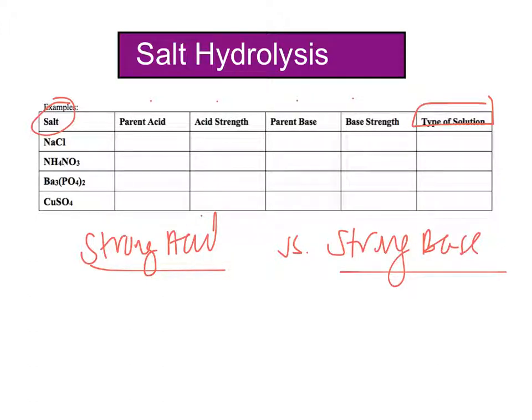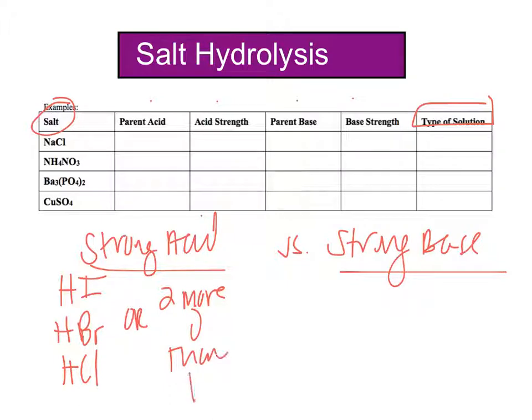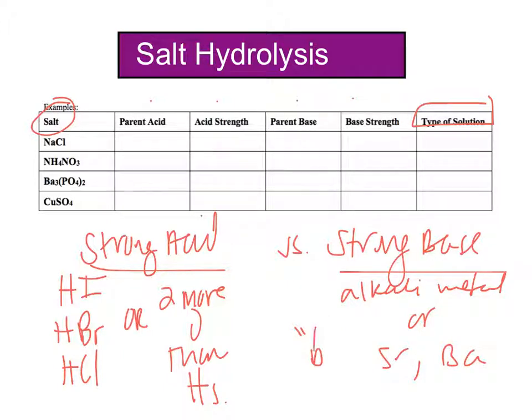So strong acids, there's 3 binary acids, HI, HBr, HCl: hydroiodic, hydrobromic, and hydrochloric acid, or any acid that has 2 or more oxygens than hydrogens. And then a strong base is any base that has an alkali metal in it, or strontium and barium. Remember the little Ba on your periodic table.